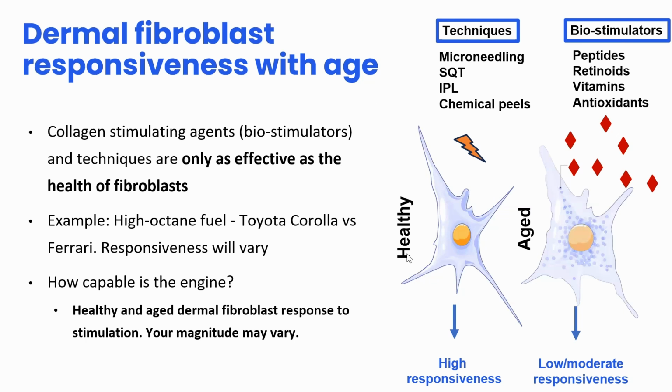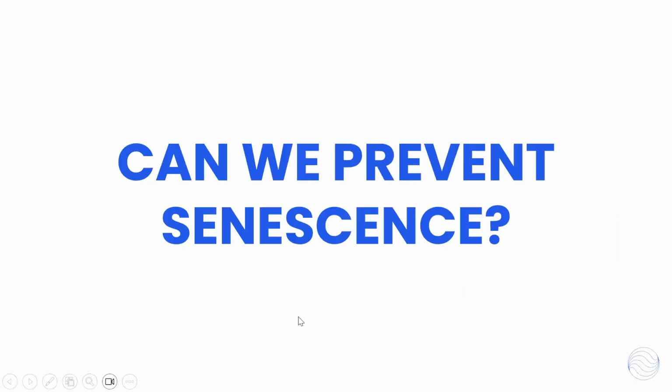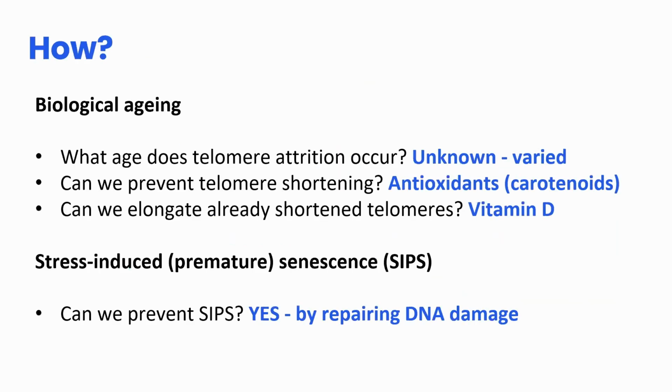So I think when we think about treatments, we usually start from this top-down approach, techniques and biostimulators, but we really ought to be thinking about how can we improve the function or the health of these cells so that they can then be responsive to the treatments that we apply. And that is really the way forward. And so how do we do that? Well, we always start with how we can prevent senescence first, and then we'll look at what we can do clinically.